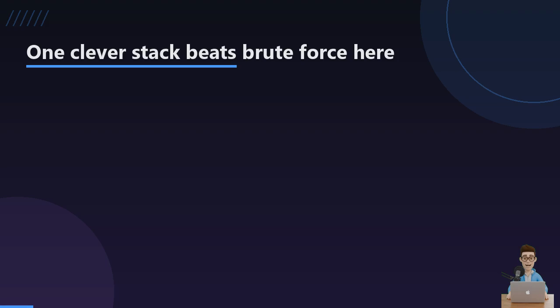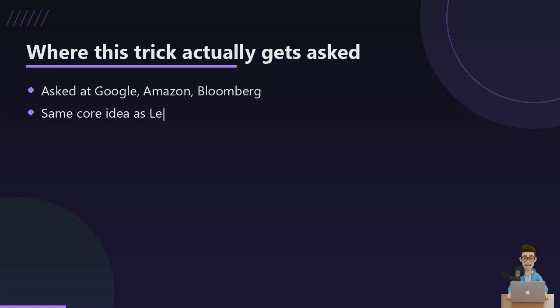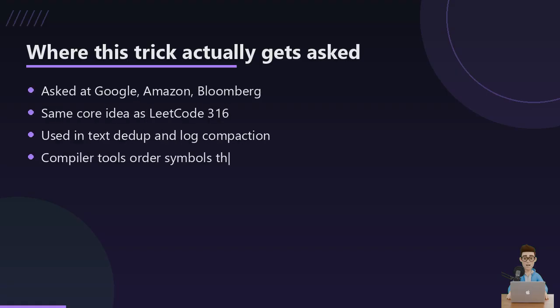Here's the wild part. You can build the answer in a single left to right pass with nothing but a stack. No sorting, no backtracking, just smart kicking out of letters you already added. Once you see the trick, you'll wonder why it ever felt hard. This exact pattern shows up in interviews at Google and Amazon under the name Remove Duplicate Letters.